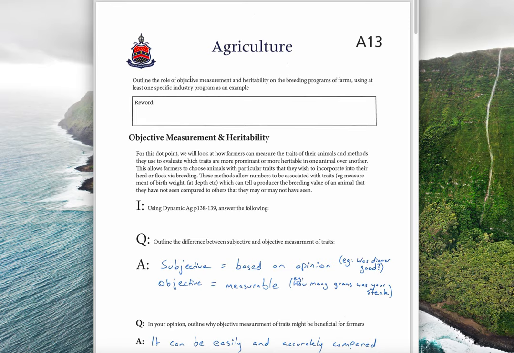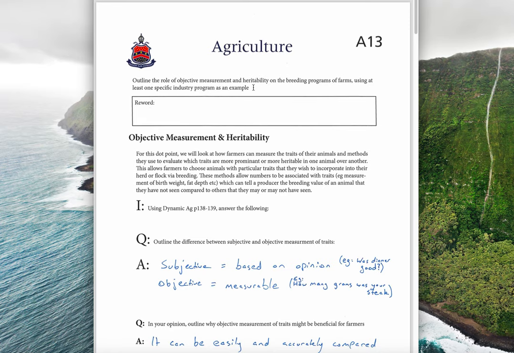So we're looking at the role of objective measurement on scale and heritability on breeding programs. Heritability basically means the chance of some trait being passed on. So when we're in breeding programs, we like to choose traits that are easy to pass on, and a lot of the traits that we talk about all the time, like milking volume, muscle score, calving ease, various other traits like that, are highly heritable. The chances of them being passed on are high, and the chance of the offspring showing those traits is high, which is why they're called highly heritable.